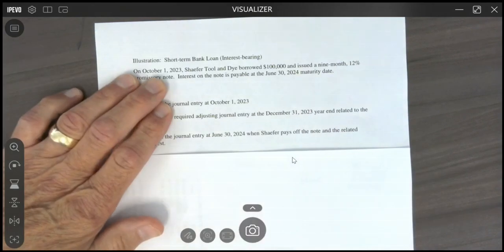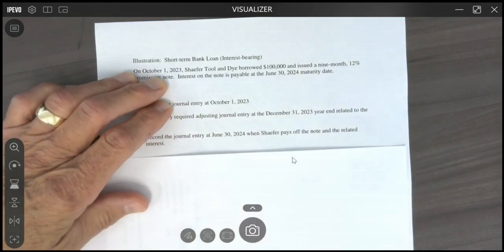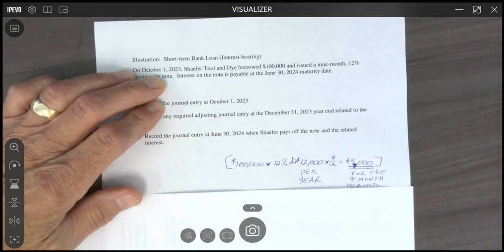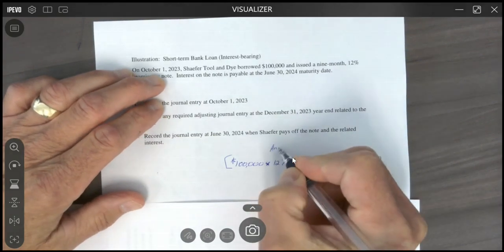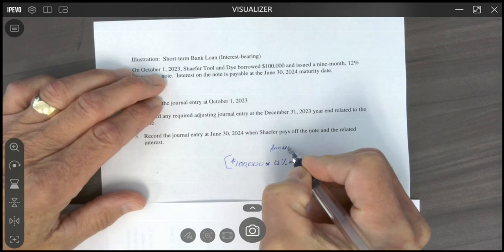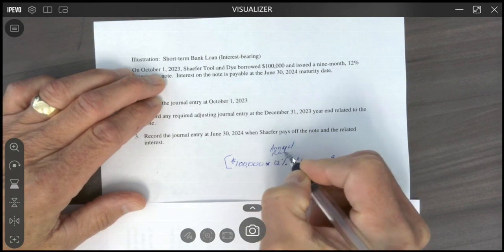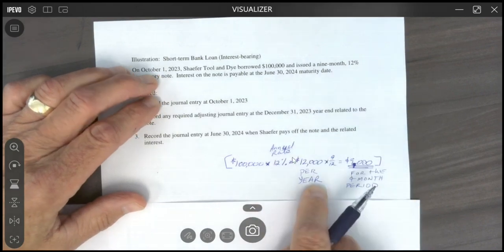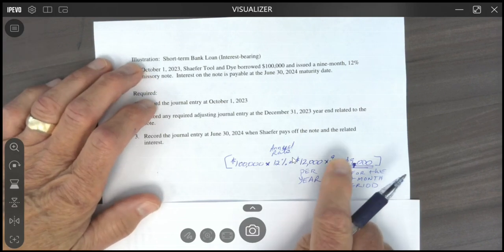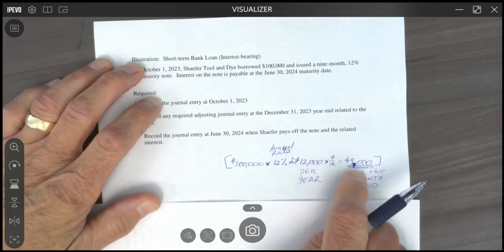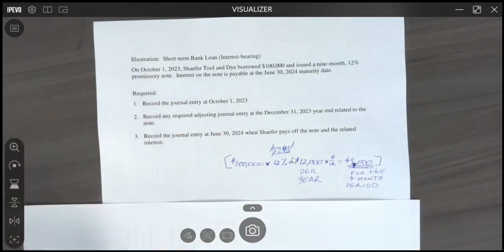And I wanted to point out that the interest on the note is at 12%, but that's an annual rate, a stated annual rate. And so it would be $12,000 per year, but we're only going to have the bank's money for 9 of the 12 months of the year. So we multiply that times 9/12, and we will only owe them $9,000 of interest.